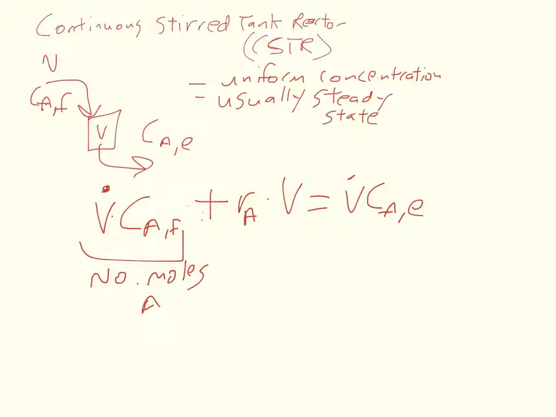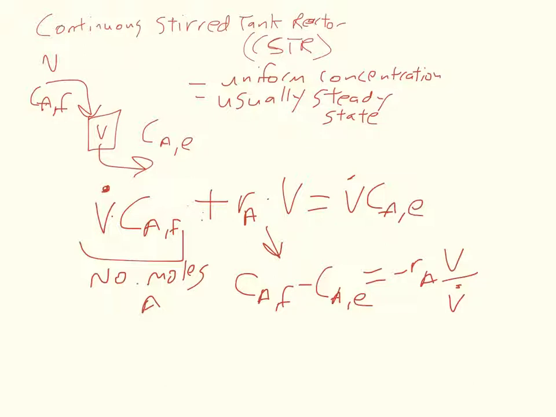And we can simply go ahead and rewrite this to CAF minus CAE is equal to negative RA V over V dot.